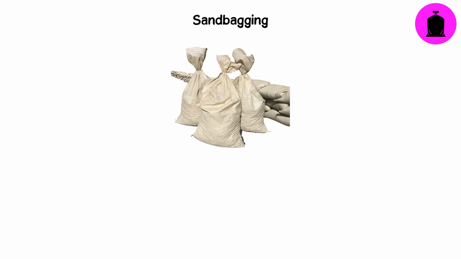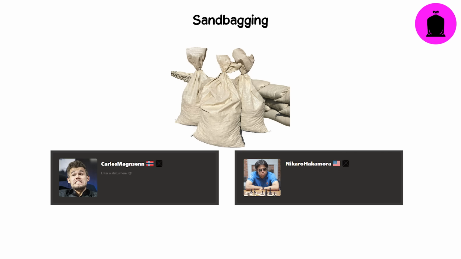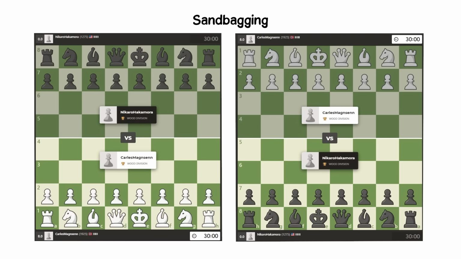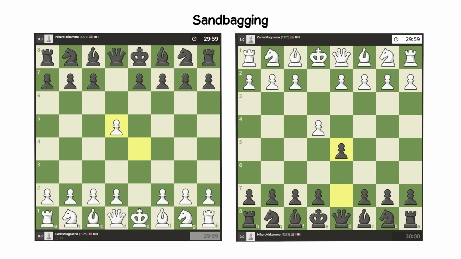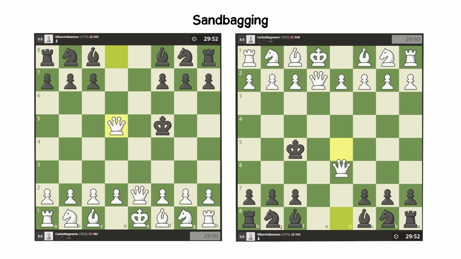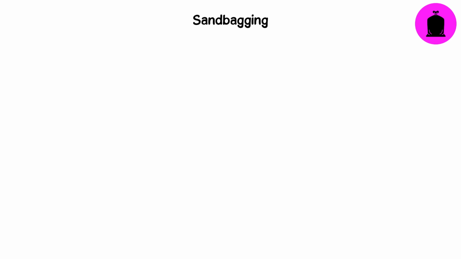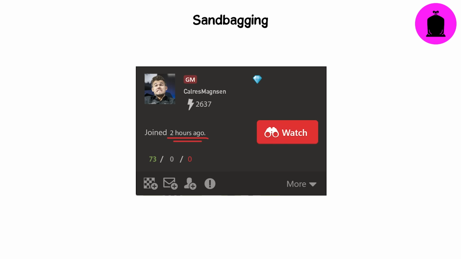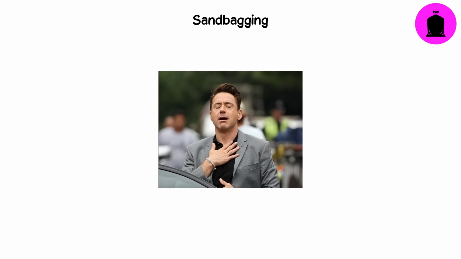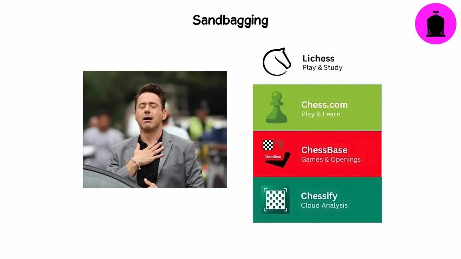Sandbagging. Sandbagging involves creating multiple online accounts and playing against each other to increase the elo of one account. Using this technique, a cheater can quickly get to 2600 elo with only a few games played. Luckily, chess.com and other chess websites have mechanisms in place to detect and block these accounts.